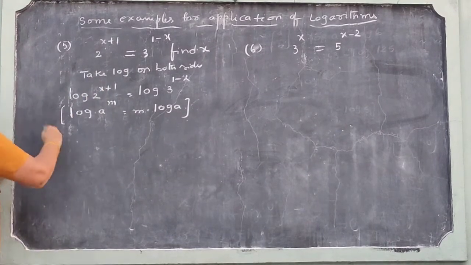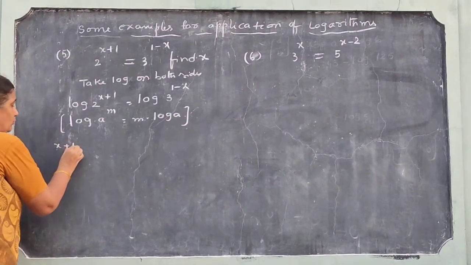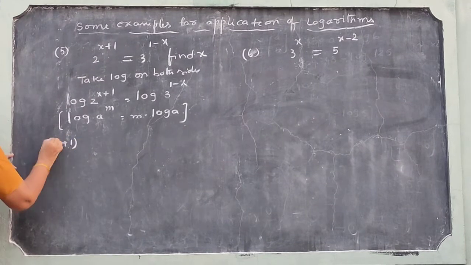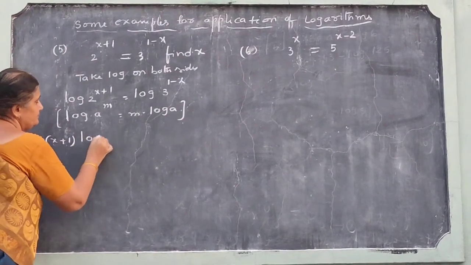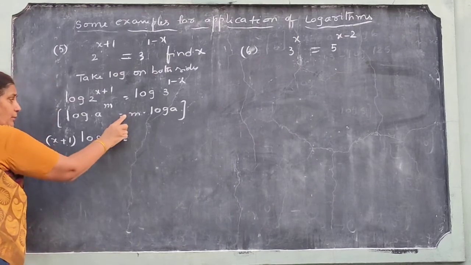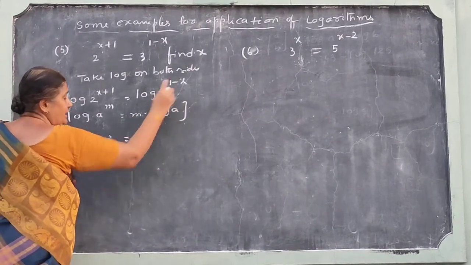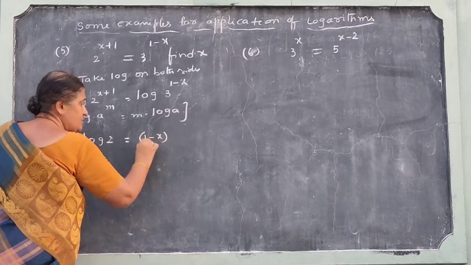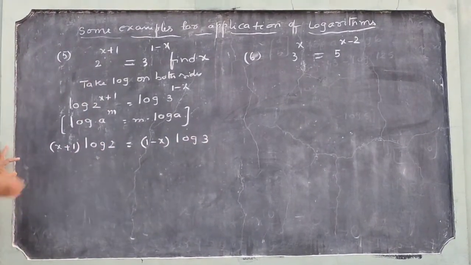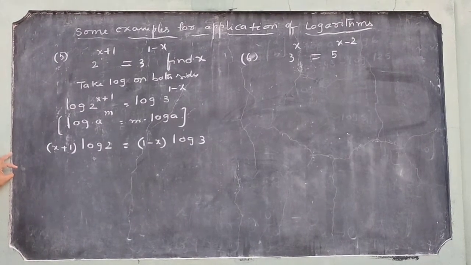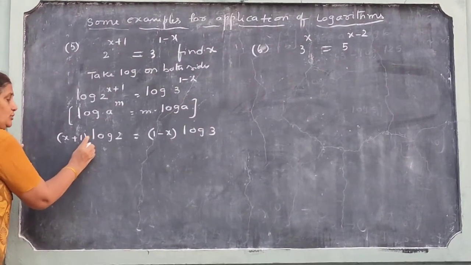So m into log a. m means x plus 1. Not a single term, it is an expression. Whenever you are writing an expression, put it in brackets. Log 2 is equal, the same formula should be applied. m into log a, m means 1 minus x. Expression in brackets, log a means log 3. Onwards, general multiplication only. x bracket means into log 2.